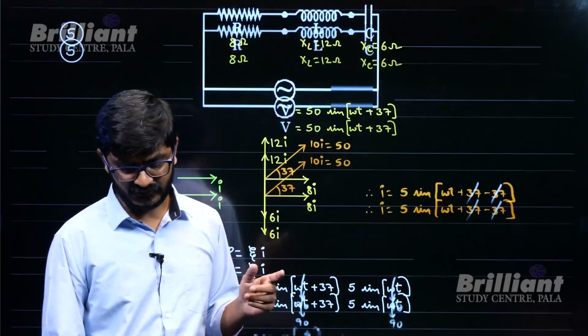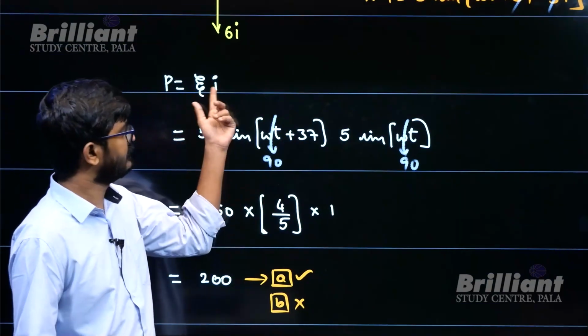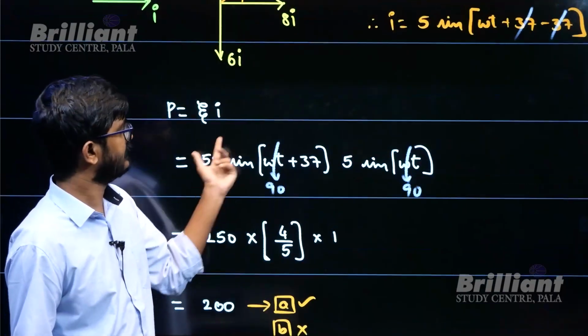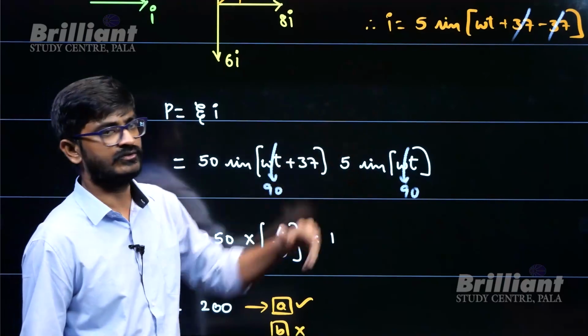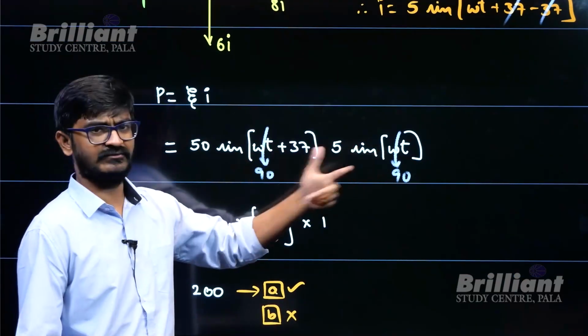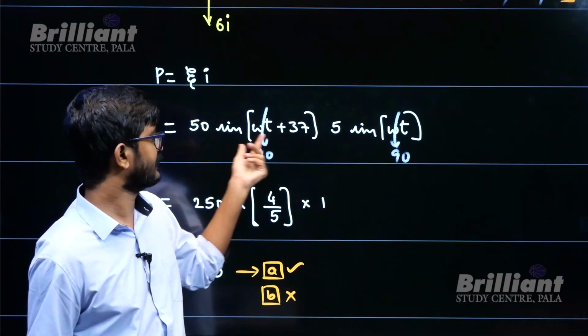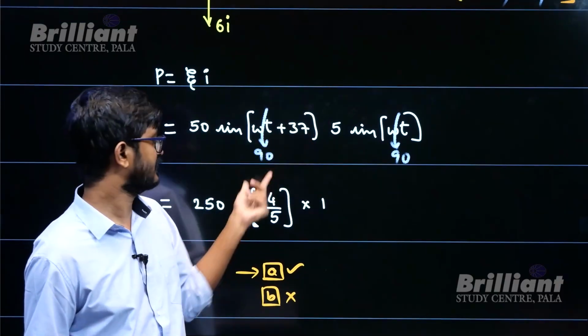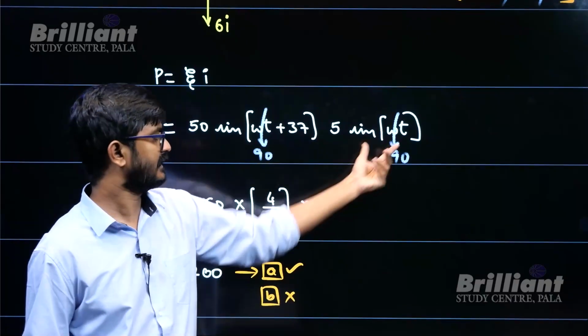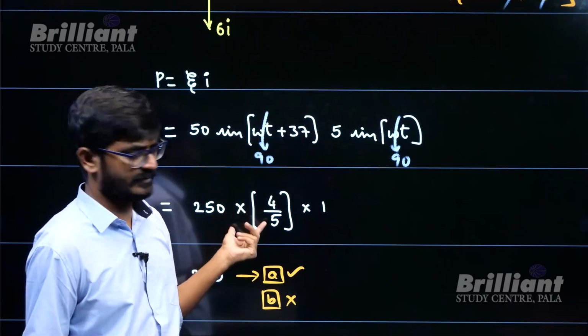So instantaneous power will be instantaneous EMF into instantaneous current. The instantaneous EMF is given in the question, and the instantaneous current we have found. Now when omega t is 90, so given values, when you substitute, it will be pi by 2. So sine of 90 plus 37 will be cos 37, and sine 90, 50 into 5, 250. So you will be getting the answer.